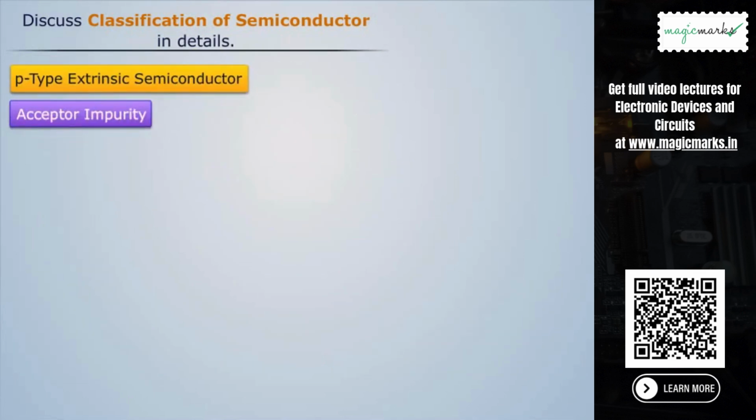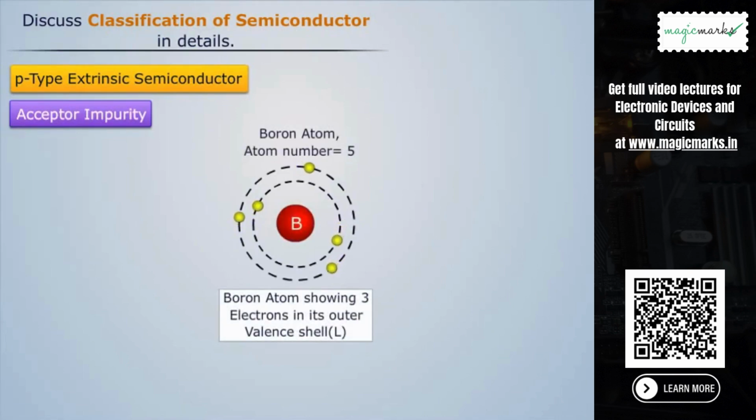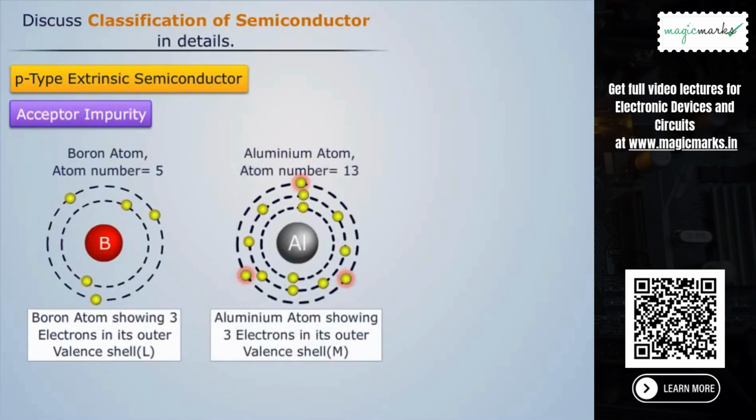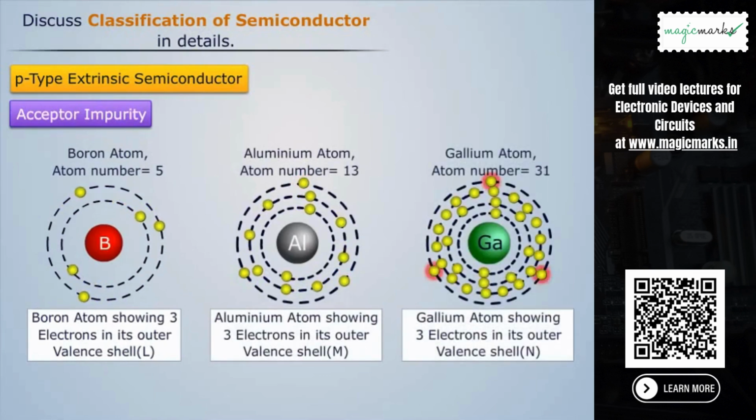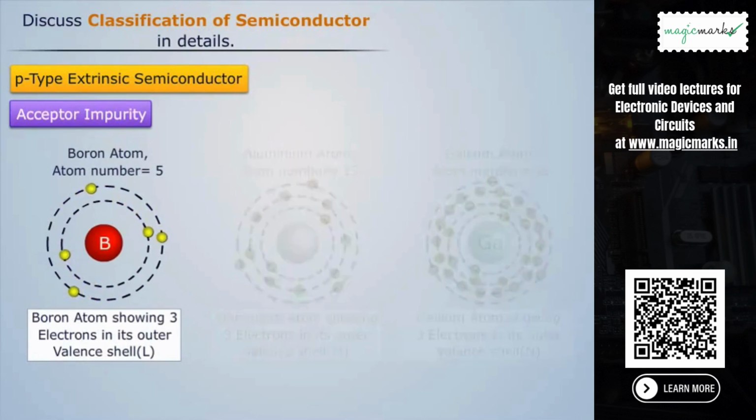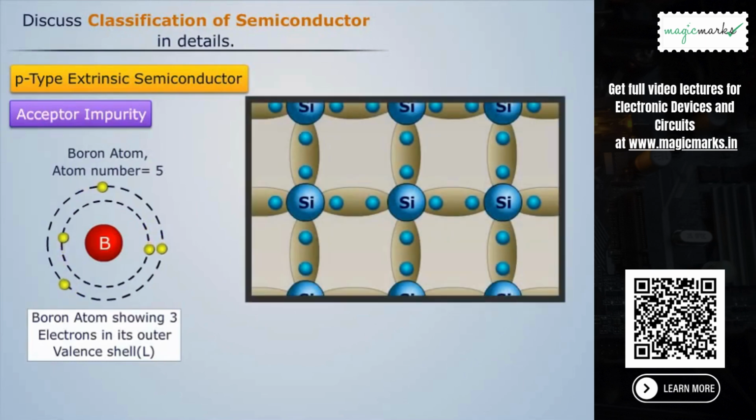But first, let us understand what acceptor impurity is. If the impurity atoms consist of 3 valence electrons, then it is known as the trivalent impurity or acceptor impurity. Some examples of acceptor impurity are boron, aluminium, gallium, etc. Now, when a small amount of trivalent or acceptor impurity is added to a pure or intrinsic semiconductor, the resultant semiconductor is called a P-type extrinsic semiconductor.